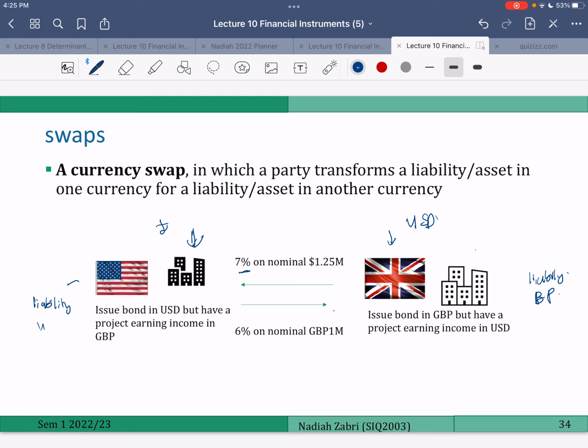It's a percent on a nominal amount. Usually when you have an interest rate on a nominal amount, this is like an interest payment. So yes, they are actually swapping interest payments. The nominal amount is like a principal amount. So 7% of $1.25 million is 82.5k dollars USD, and then for the US company, they will pay 60k in pound. So every swap time they will swap this amount.